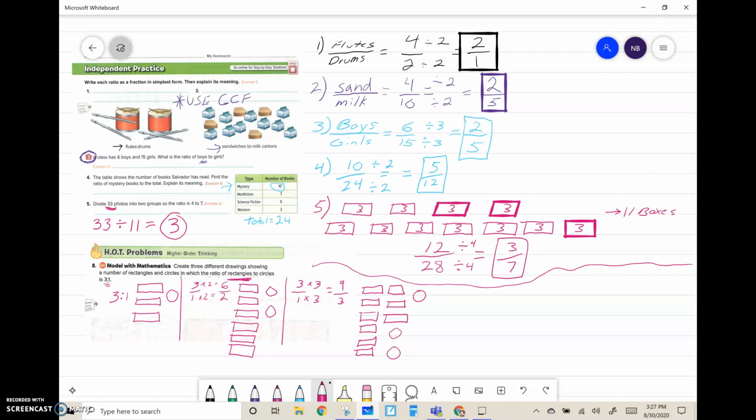All right, and that is how we can model with mathematics and create 3 different drawings to show the number of rectangles and circles. And what that was from one of your vocabulary words, and that was equivalent fractions.